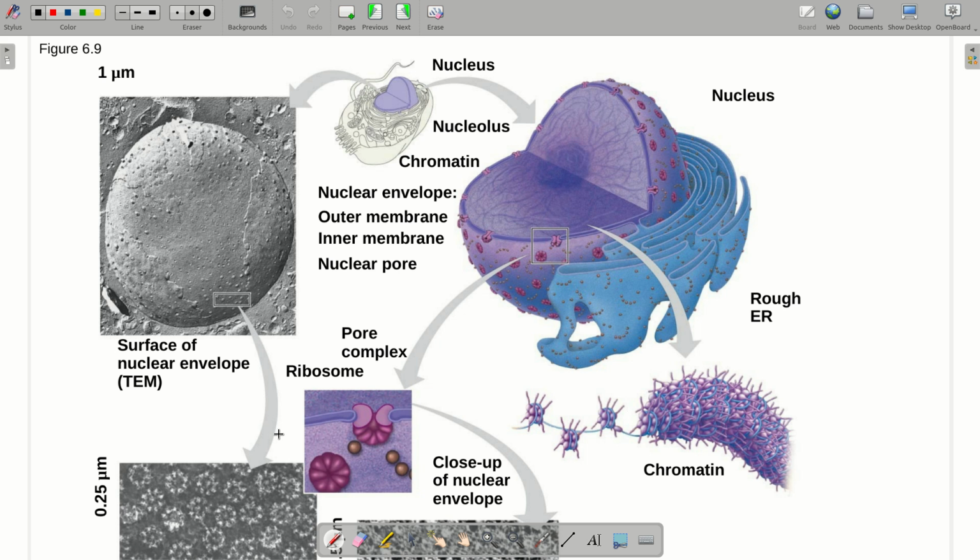And you can actually see these little pores in the nucleus and in the ER to let the RNAs out of the nucleus, and you can see that here in the electron microscope. So these little pores allow the mRNA to leave and go into the cytoplasm so that they can be read by a ribosome.